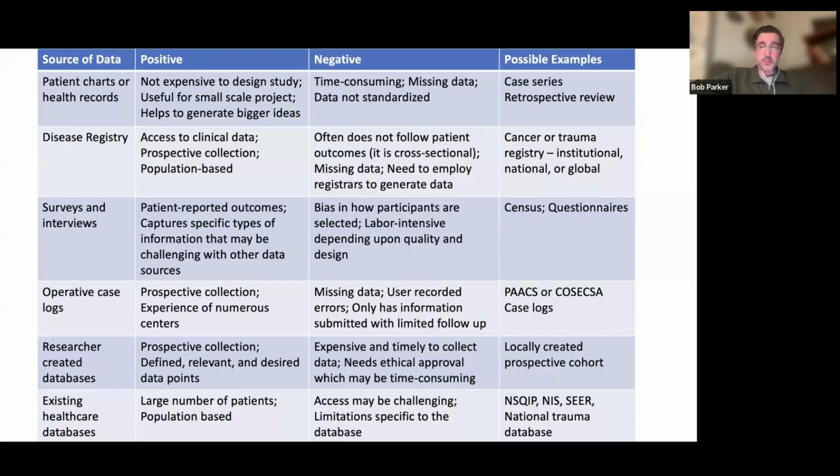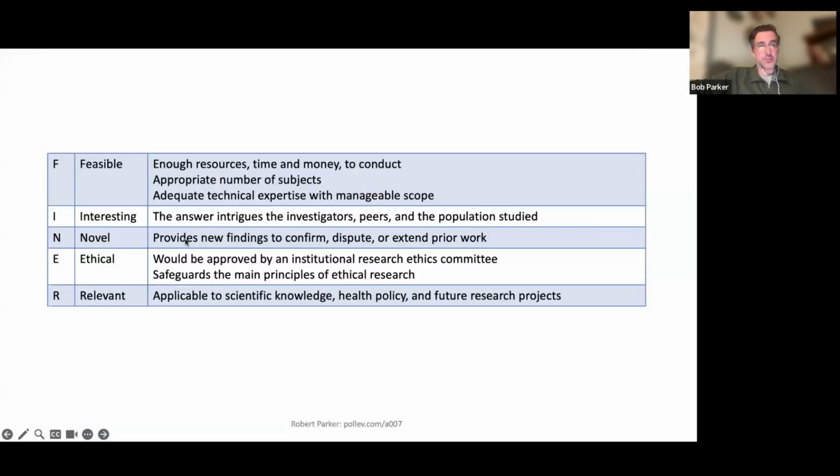have their limitations. And so then there are emerging healthcare databases where we track large numbers of patients and they're population based. Access to those can be challenging. Sometimes they're created by a particular society or a group or a government. And then just being able to access them can be a challenge. So those are some examples of where data could come from when you're designing a study, thinking through how you are going to answer the question that you want.